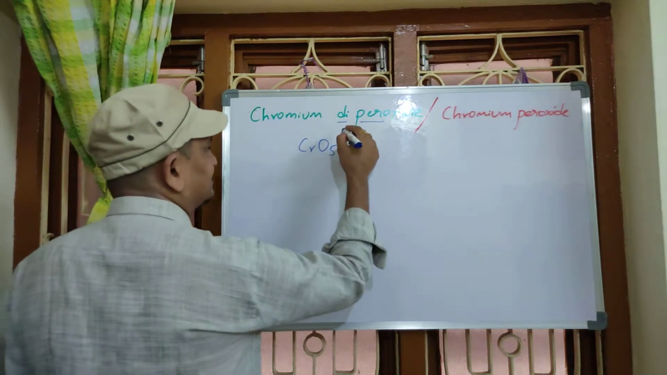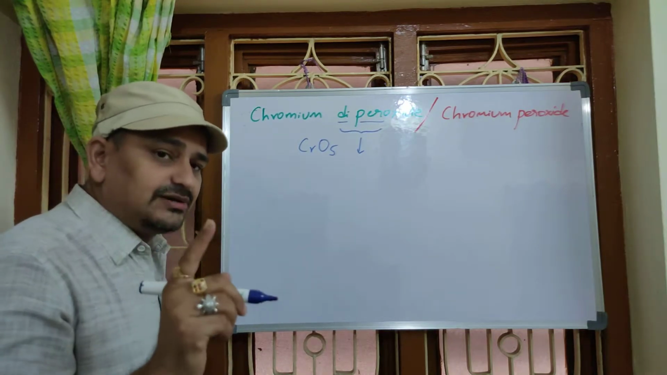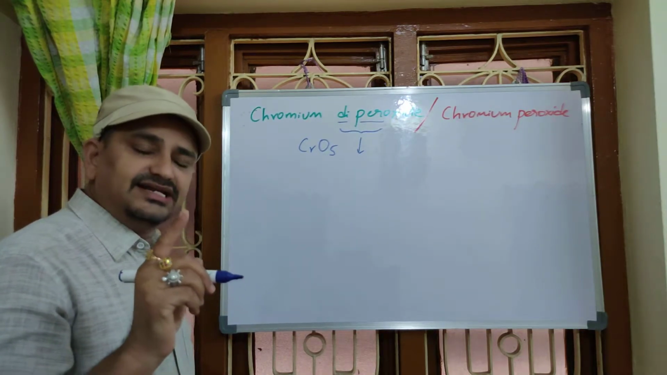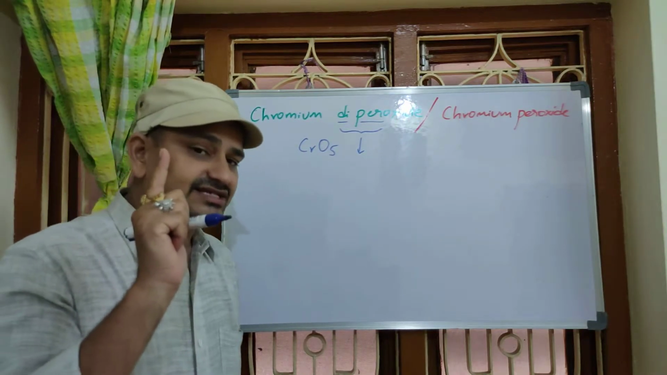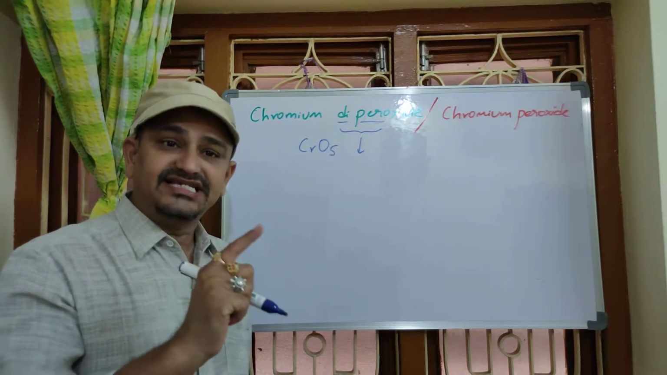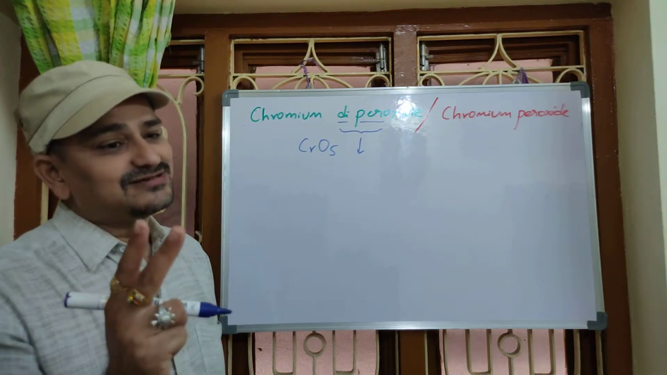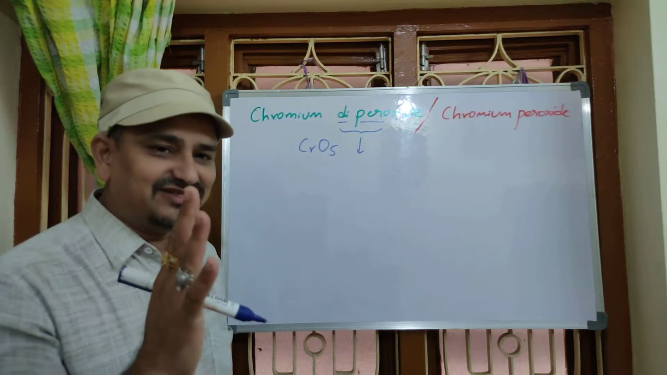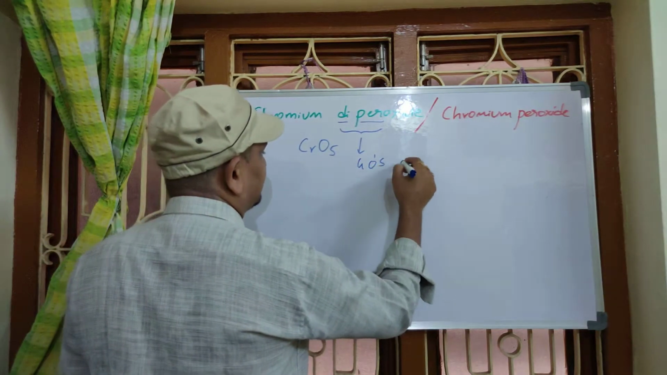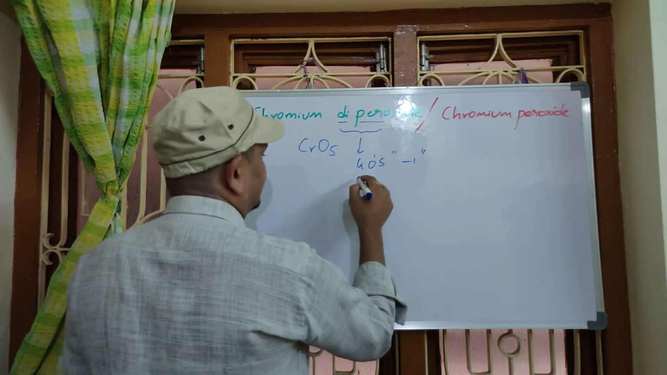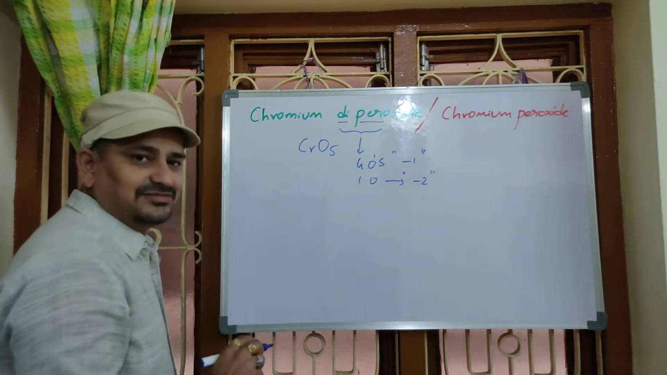CrO5. As it has two peroxy bonds, see, when there is one peroxy bond, we give -1 oxidation state for two oxygens. I am repeating, when there is one peroxy bond, -1 is given for two oxygens. When there are two peroxy bonds, 4 oxygens must be given -1. Very good. So 4 oxygen atoms must be given -1 and the remaining 1 oxygen will be given the usual oxidation state, that is -2.